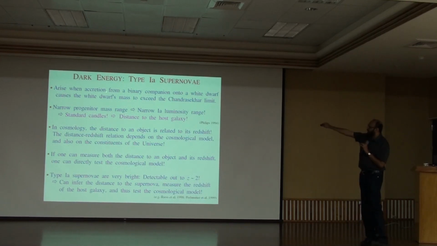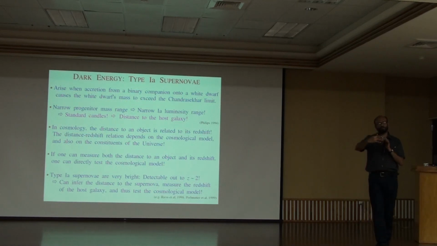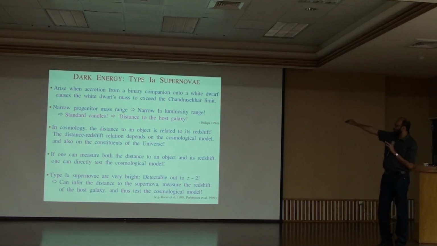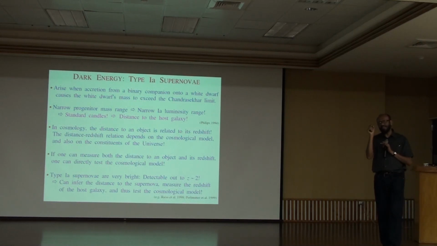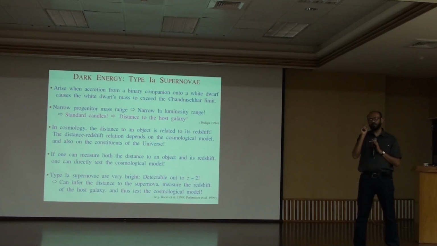So when you have this accretion from this companion star onto the white dwarf, it explodes. Because the Chandrasekhar limit is 1.4 solar masses, you have a type 1a supernova, an explosion happening in a very narrow mass range, because it happens exactly when you cross the Chandrasekhar mass limit at 1.4 solar masses.